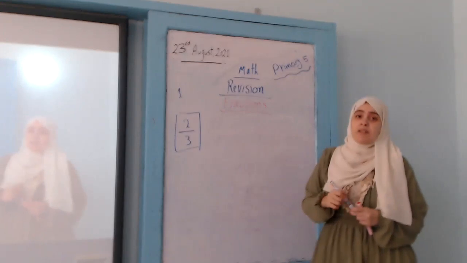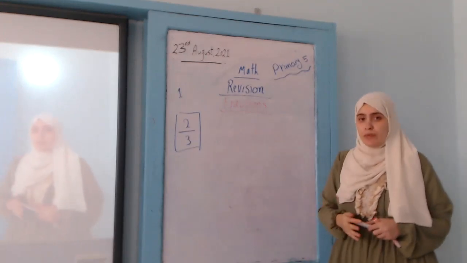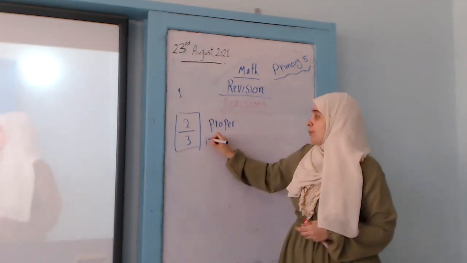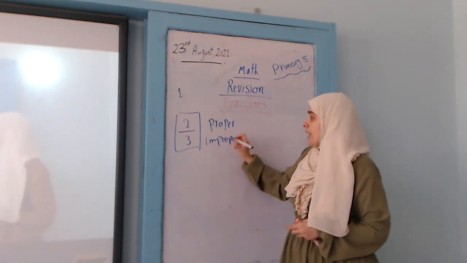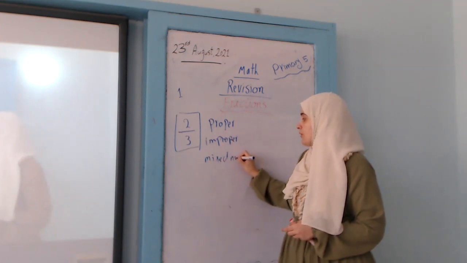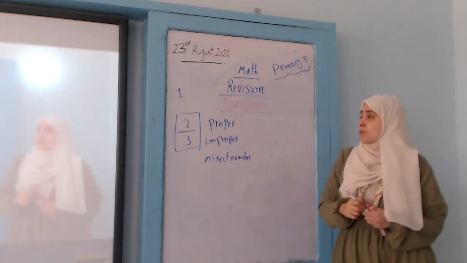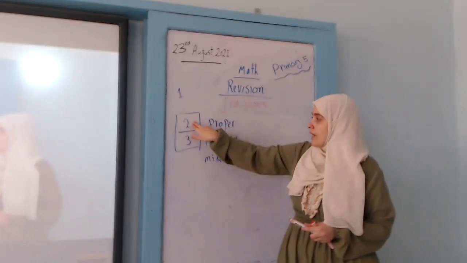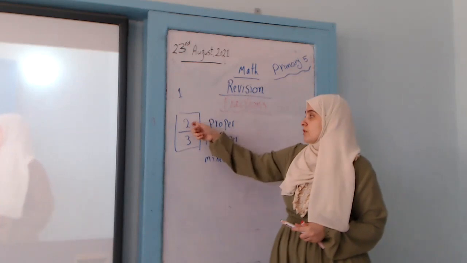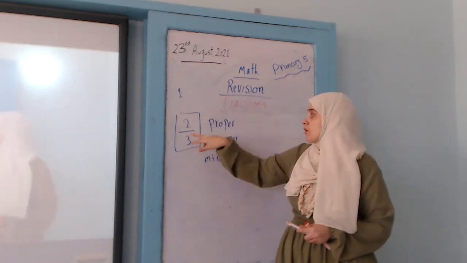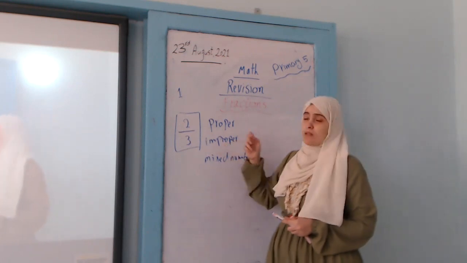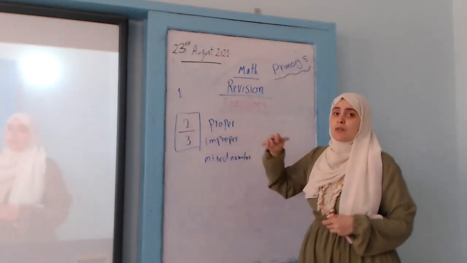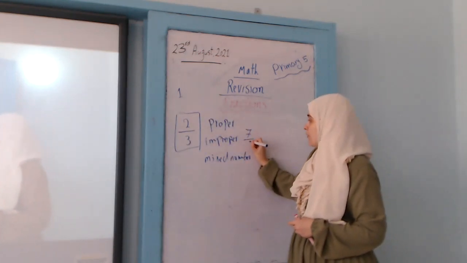Okay, I have 3 types of fractions. I have proper fraction and improper fraction and mixed number. What's the difference between the 3 types? Proper fraction is like 2/3, because 2 is smaller than 3. When the numerator is smaller than the denominator, it's called a proper fraction. Okay, what's the improper fraction? It's the opposite. If the numerator is greater than the denominator, like 7/5.